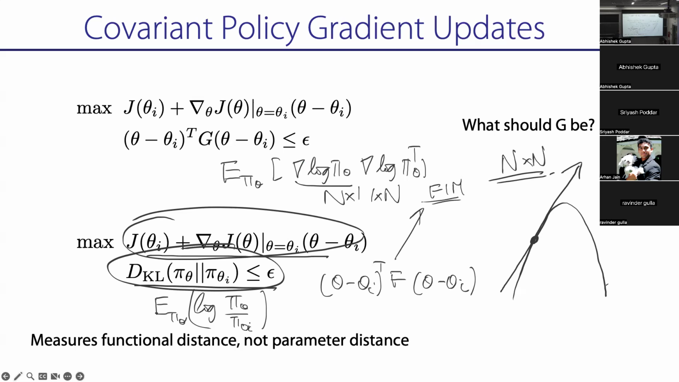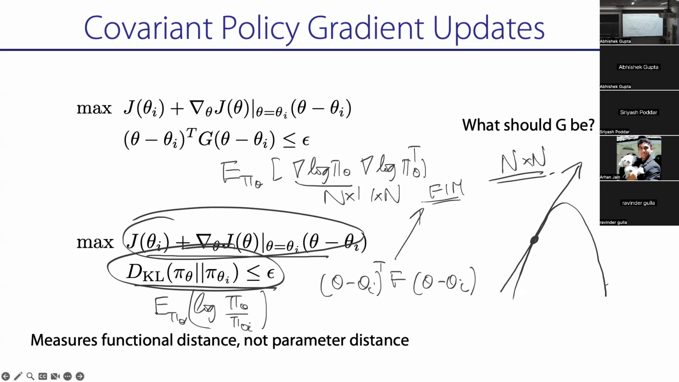your policy? No, this is saying that the question we're asking is how do we choose the G? So the way we're going to choose the G is to make that constraint into a KL divergence constraint, and then do a second order approximation to the KL divergence constraint. So the G is the same thing as the Fisher information metric.